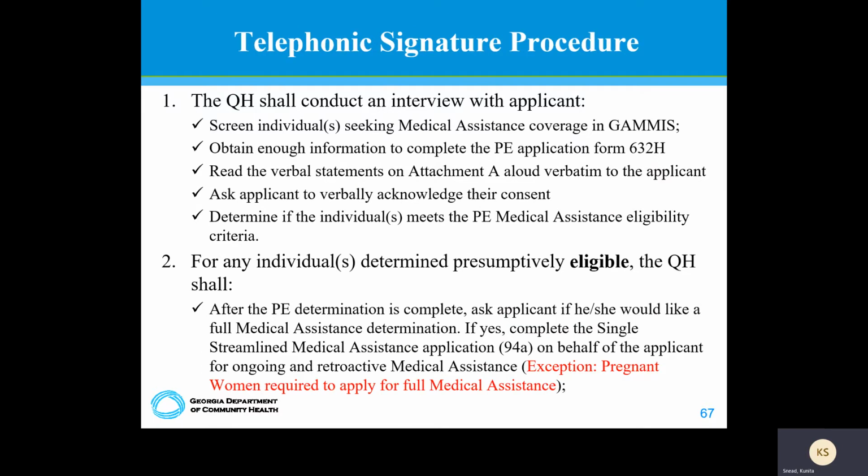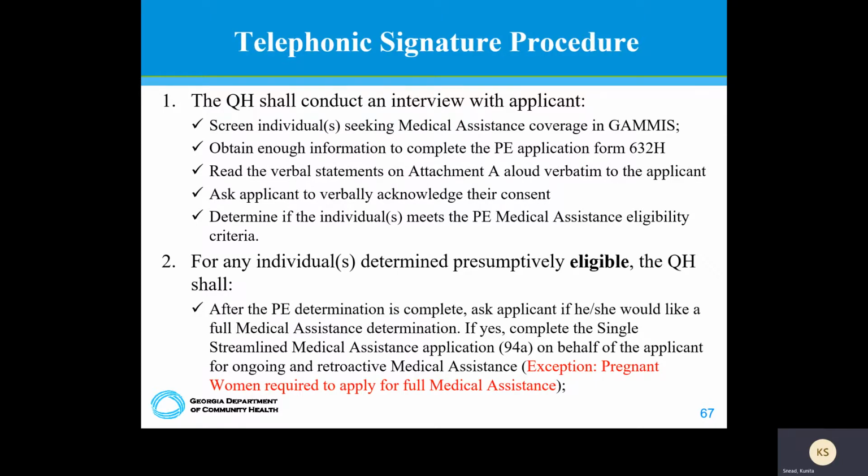Okay, for the telephone process, if you're doing the application over the phone, this is the process that you need to follow. The first thing, you still screen the individuals into Gametes first. If they are eligible to apply for presumptive, that's when you will complete the 632H. And before you make a determination to determine if they're eligible or not, you need to read the statements that we looked at on the Attachment A. Need to read them out loud verbatim. And then your applicant will need to give their verbal consent.